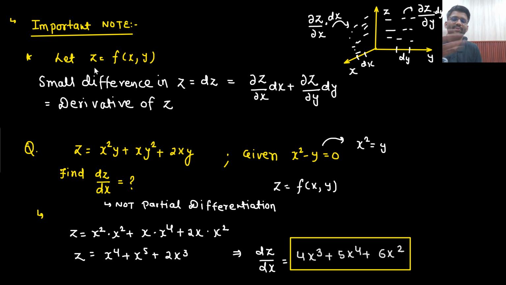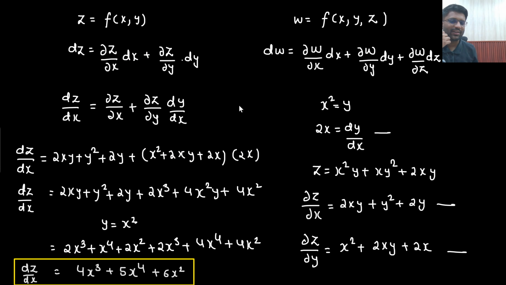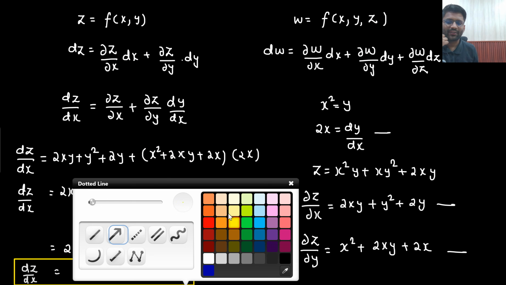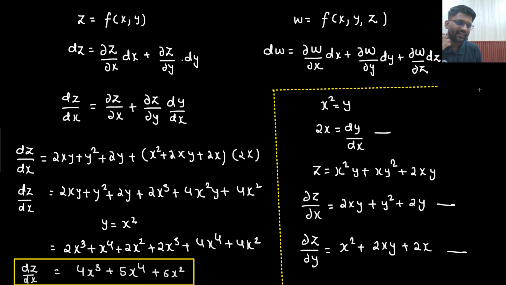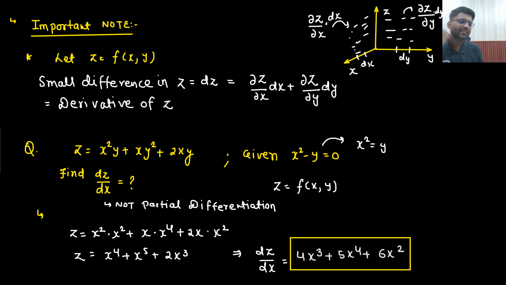Here you are writing down, sir, a small difference in z would be equal to del z by del x dot dx plus del z by del y dot dy. Sir, all these things you are doing and then finding everything out. After that you are getting the answer. Yes, for this question it is lengthy, but for another question it may be short, right? So in the examination you will have to see.